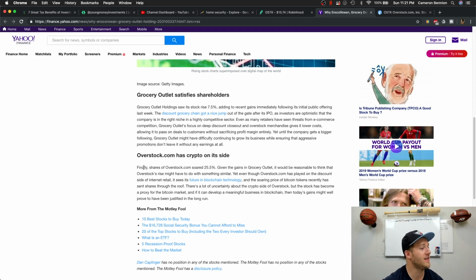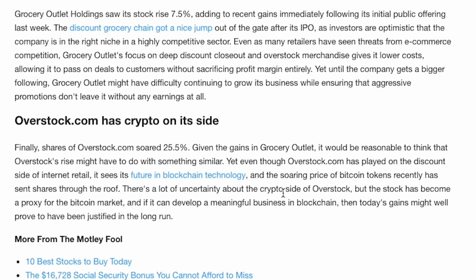But back to OSTK. Taking a look at Overstock.com, you can see on here that the shares have soared 25.5%. Given the gains in Grocery Outlet, it would be reasonable to think that Overstock's rise might have something to do with something familiar. As we scroll down here, there's a lot of uncertainty about the crypto side of Overstock, but the stock has become a proxy for the Bitcoin market, and if it can develop a meaningful business in blockchain, then today's gains might well prove to have been justified in the long run.